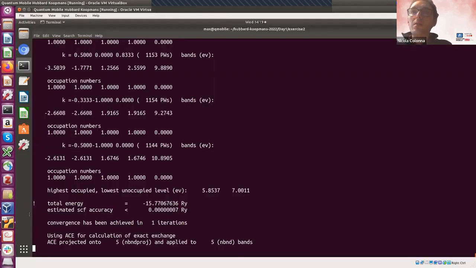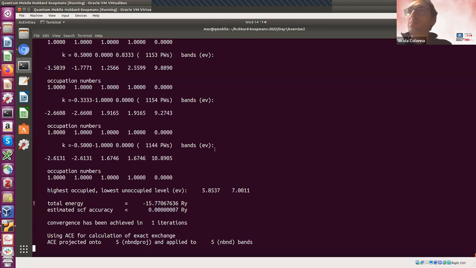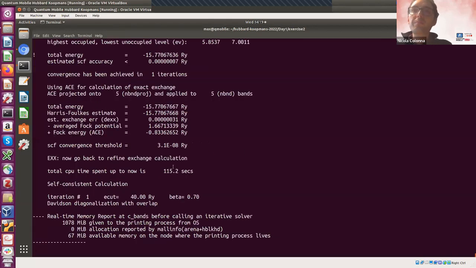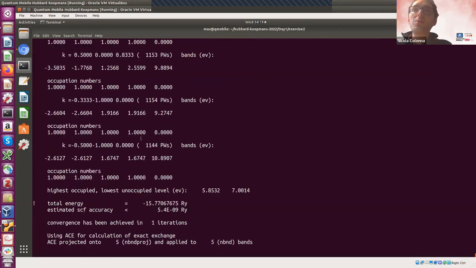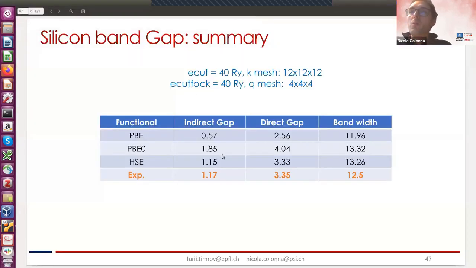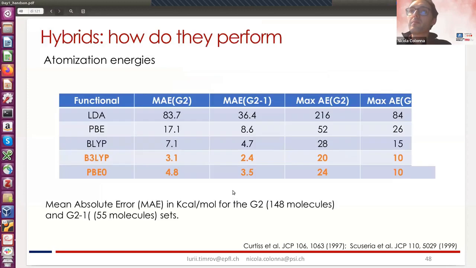So okay, this is the calculation on the virtual machine, it is still running, but you see we shouldn't be very far from the end of the simulation. Okay, while we wait, let me say, maybe I have 5 minutes more. Let me say something about in general how hybrid functional performs.